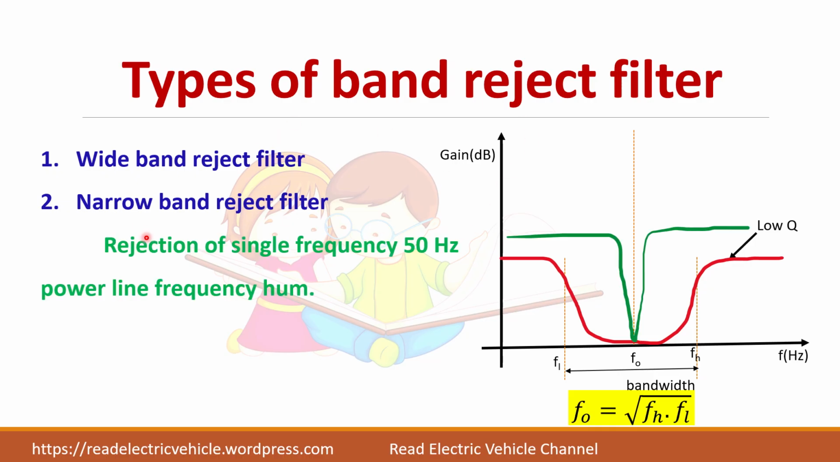Now, if you see the narrow band reject filter, you can see the green line. This is very narrow. It means that it is normally used to reject a single frequency. For example, when there is a power frequency hum, because we know power frequency is only 50 hertz or 60 hertz. So that particular frequency can be rejected by a filter. So this is called a narrow band reject filter.